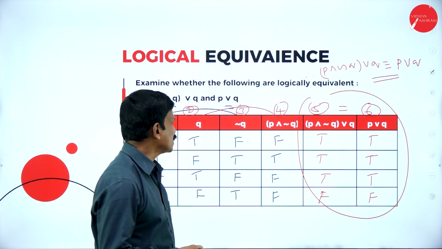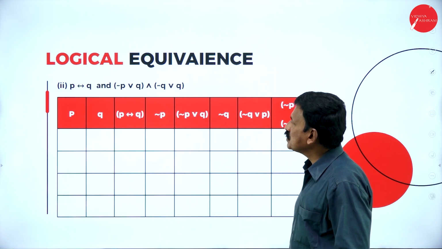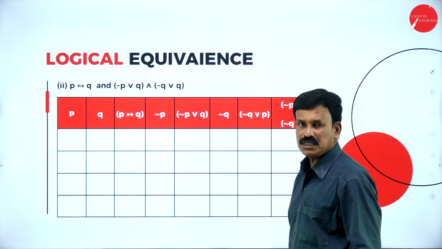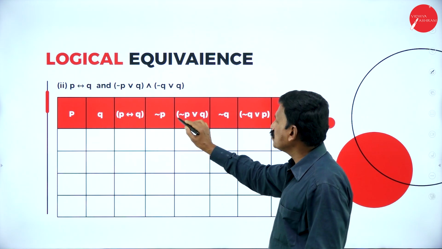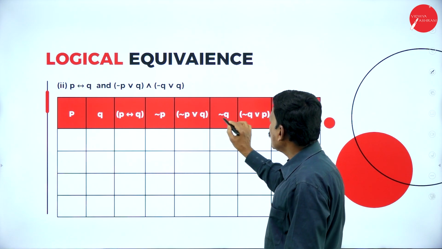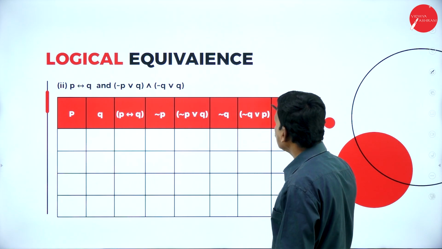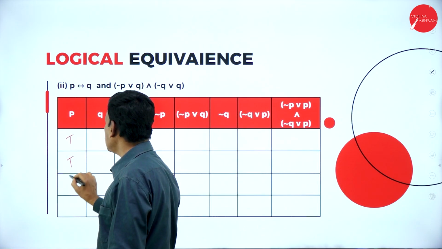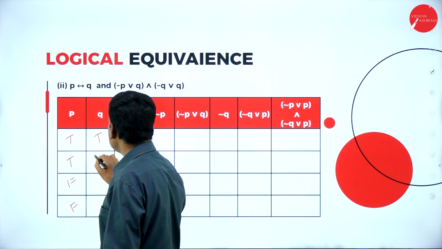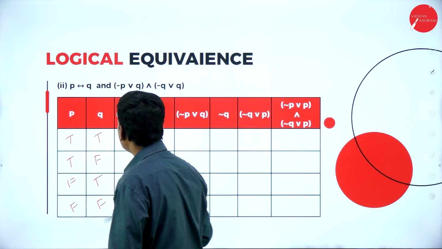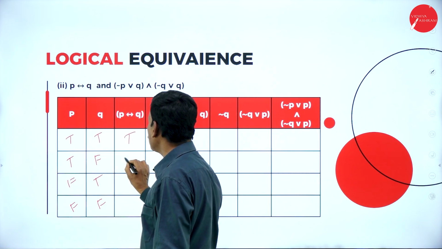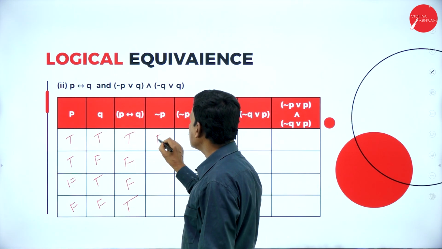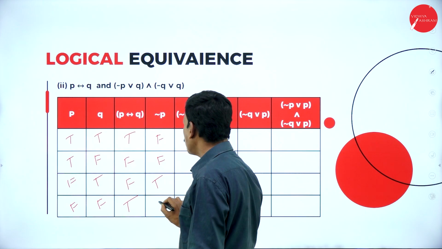Now, move on to the next similar type problem. Prove whether P biconditional to Q and negation P disjunction Q conjunction negation Q disjunction P are logically equivalent or not. As usual, write down the truth values: T, T, F, F and T, F, T, F. Now, biconditional: true and true is true, true and false is false, false and true is also false, false and false is true. Now, negation of P: for T it is F, for T it is F, for F it is T, for F it is T.